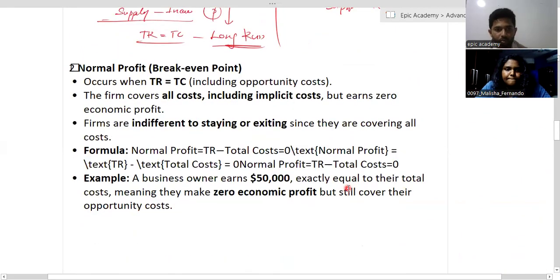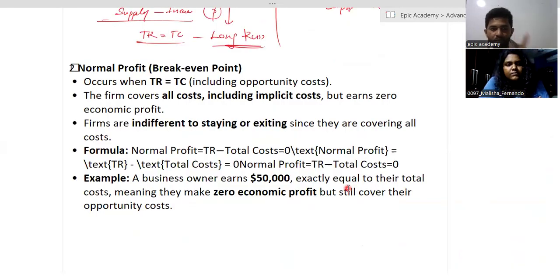In normal profit, we call it the break-even point, isn't it? Yes, where total revenue is exactly equal to total cost. TC means implicit and explicit cost, both. I mean, direct cost and indirect cost, including opportunity cost. Opportunity cost is the indirect cost. The firm covers all costs, including implicit cost, but earns zero economic profit. That means economic profit is normal.